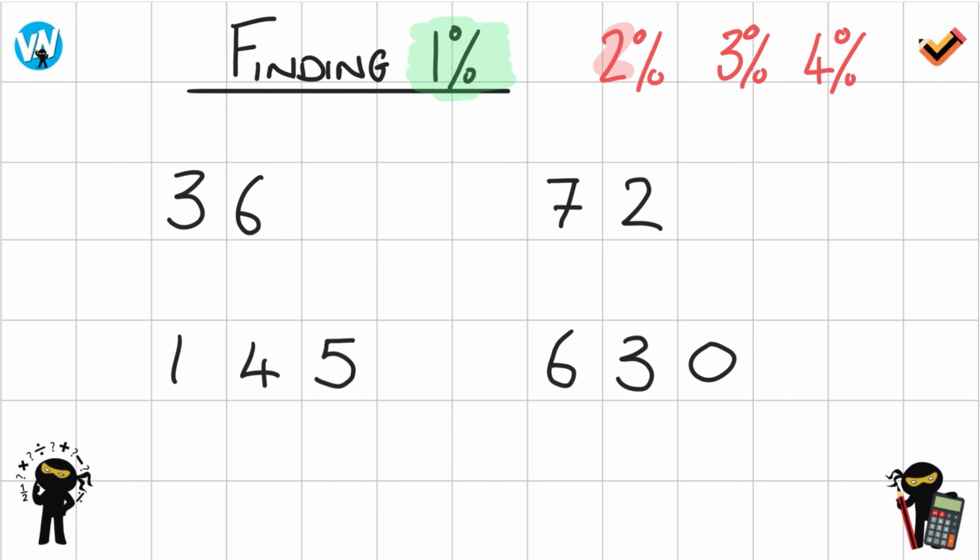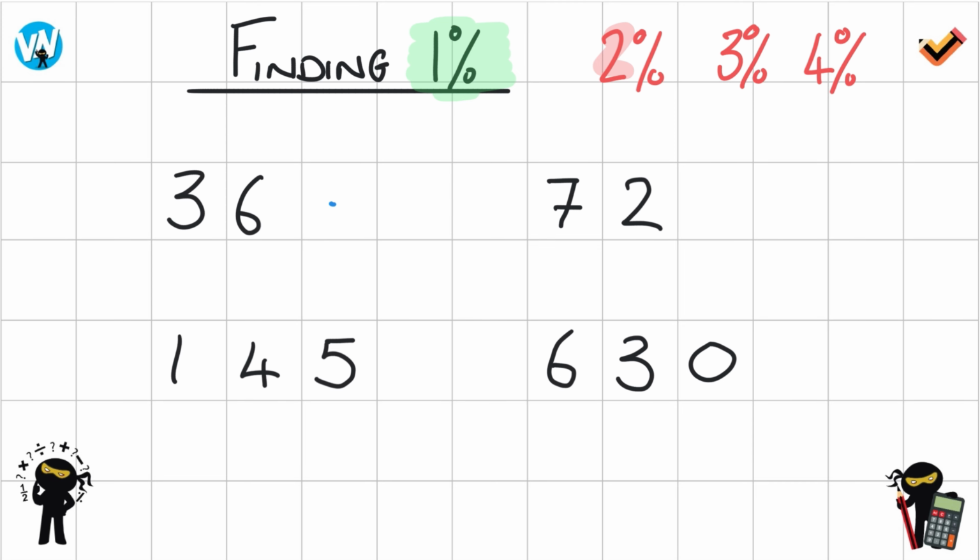So, like with finding 10%, 10% is just dividing by 10. Finding 1% is just dividing by 100. So we can do that using place value using these examples. So if we look at 36 and we think, right, to find 1%, I need to divide by 100, which in place value is moving everything 2 spaces to the right along the place value spectrum.